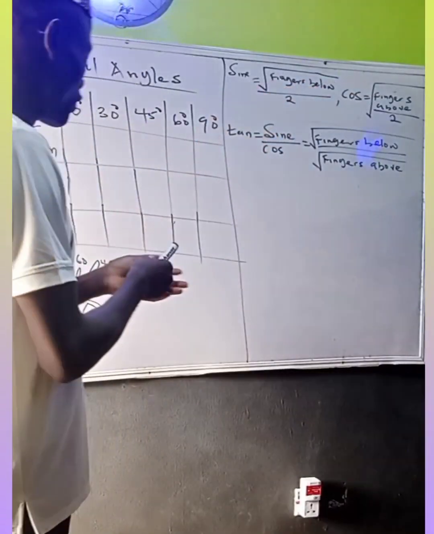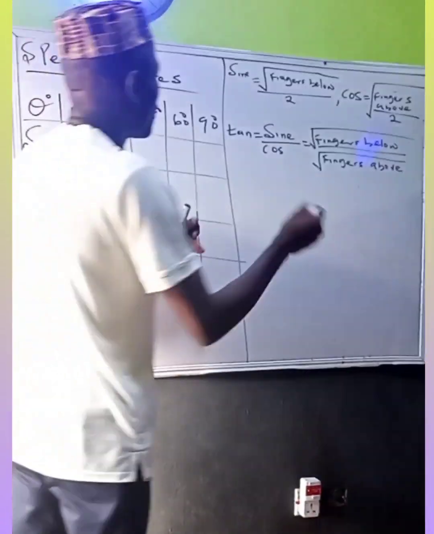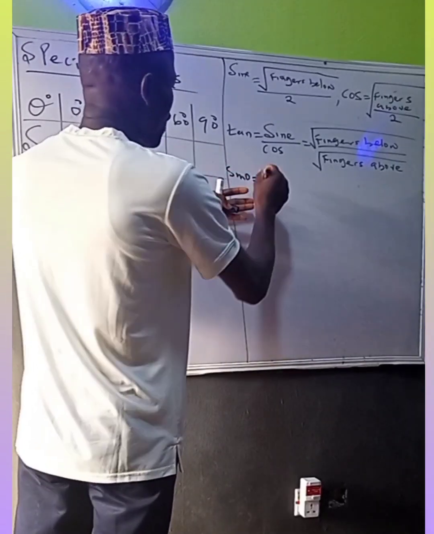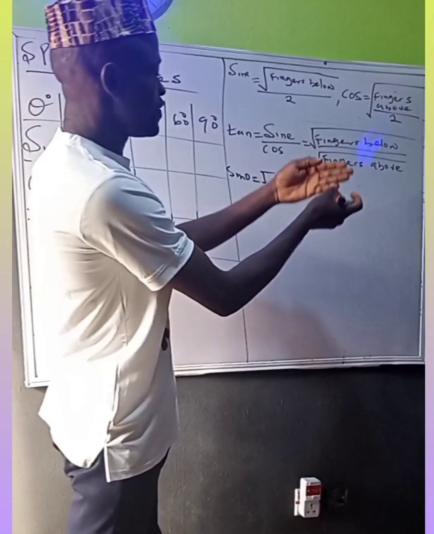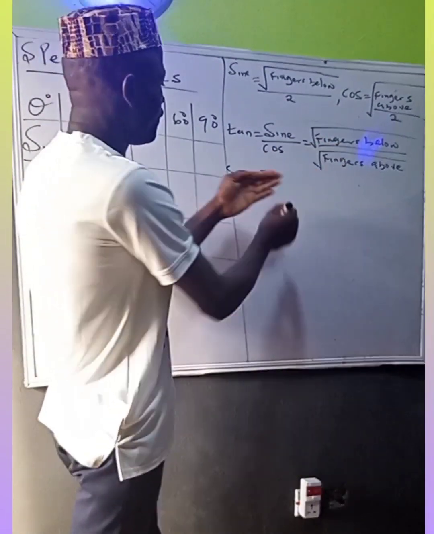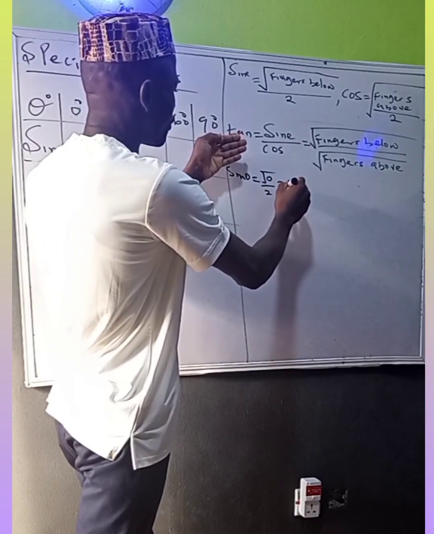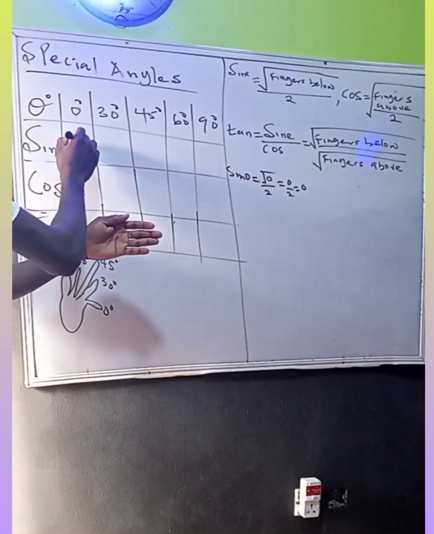Let's go. The square root of fingers below. If it is 0, and we are trying to find sine 0, how many fingers do we have below 0? We don't have any finger below 0, so we have 0 divided by 2. It becomes 0 divided by 2, and the answer is 0. So sine 0 is 0.